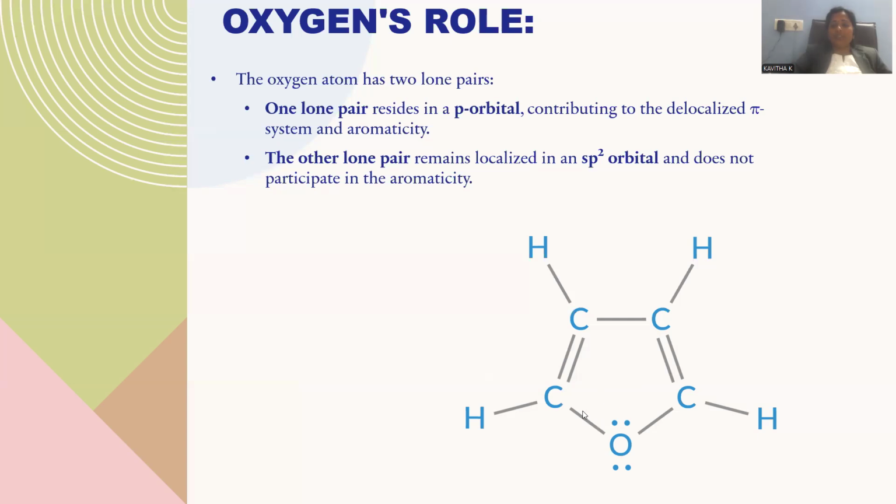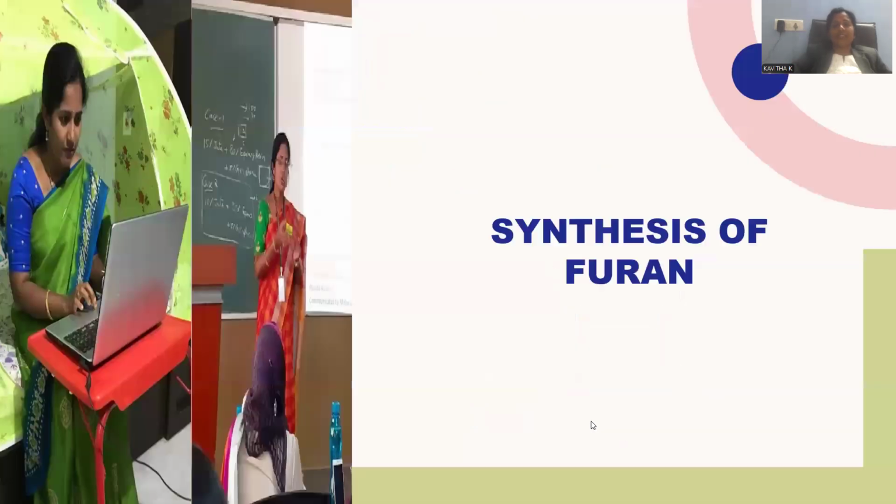These pi electrons are shifting. That delocalized pi electron system is generating a cloud of pi electrons above and below the plane, so that it is electron rich in nature, more susceptible to electrophilic aromatic substitution reactions.